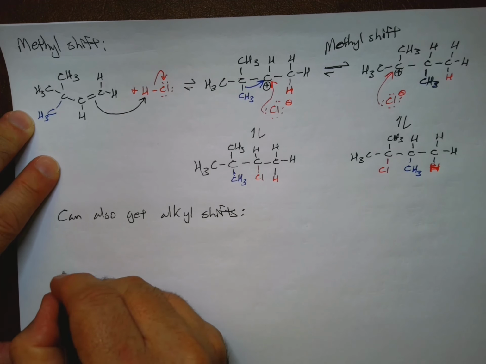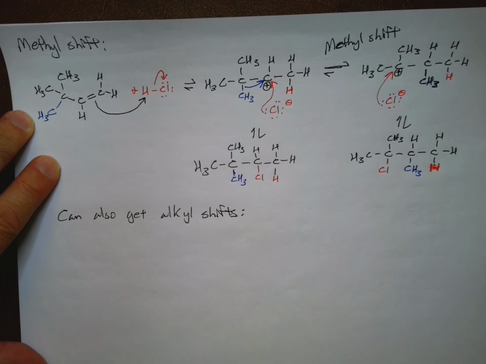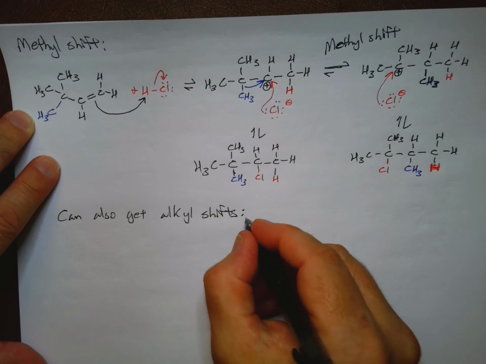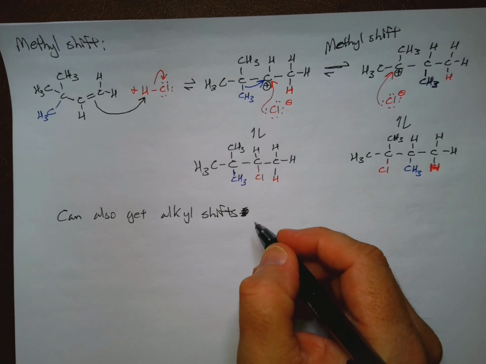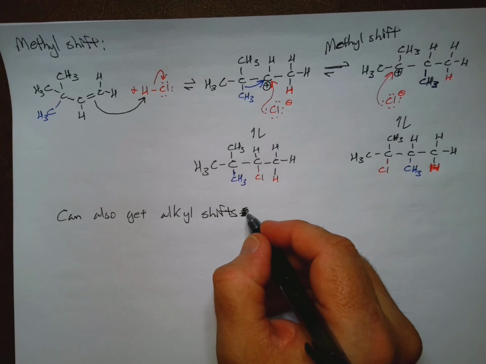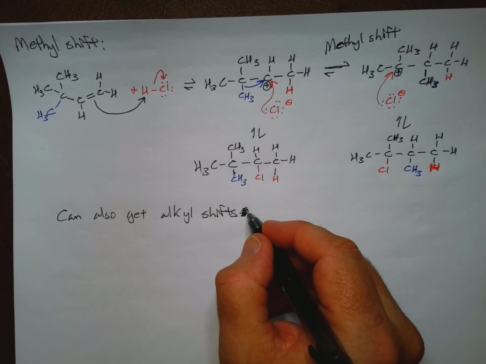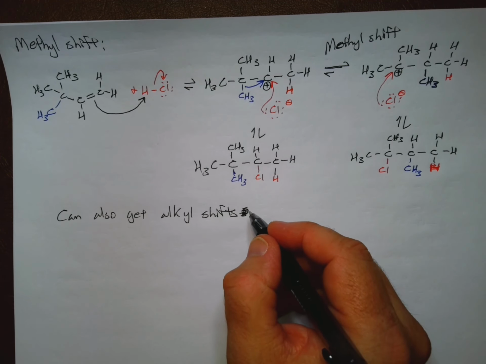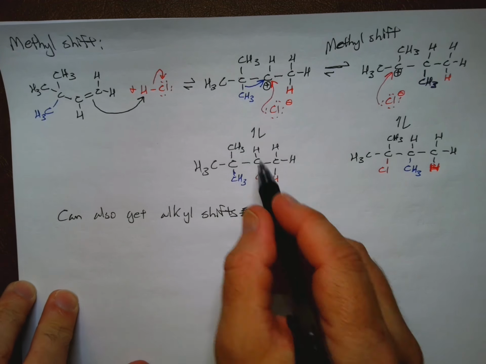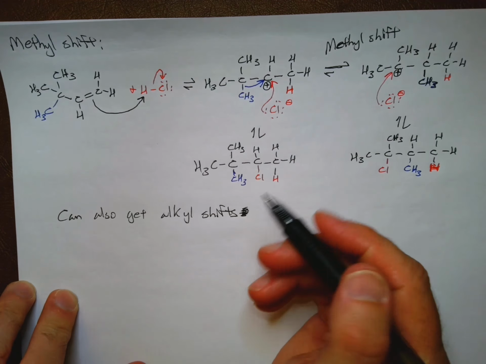An example of that could be something like, oh, let me think here for just a minute. You know, I don't think we're going to see the alkyl shifts until we start looking at substitution and elimination reactions. So we're not going to run into them for addition reactions at this point. But they are a type of shift. So instead of just a methyl group, a whole alkyl group could shift over.